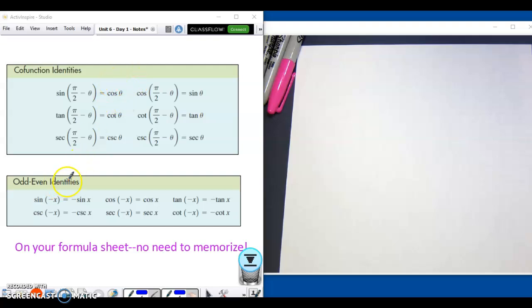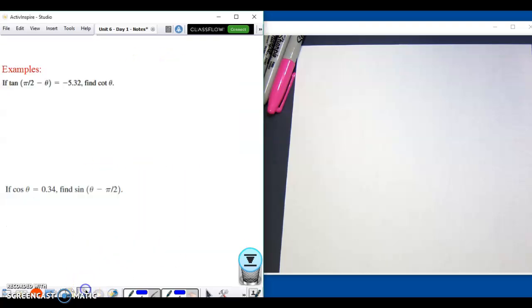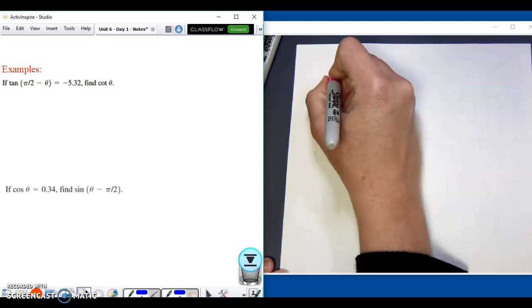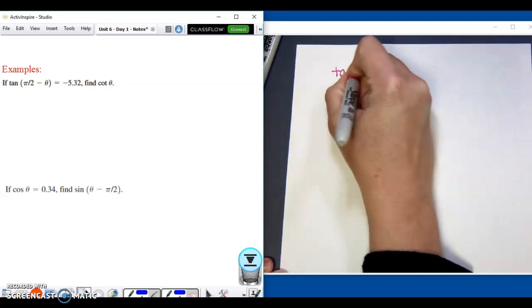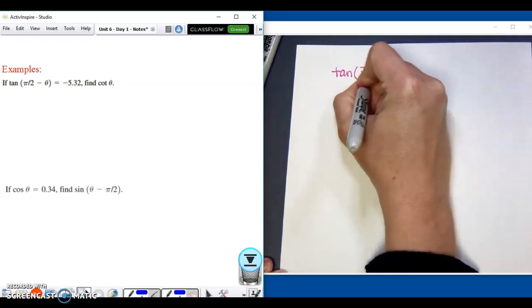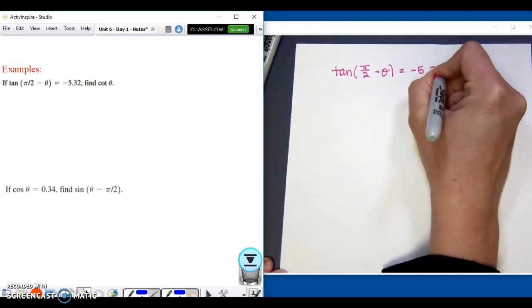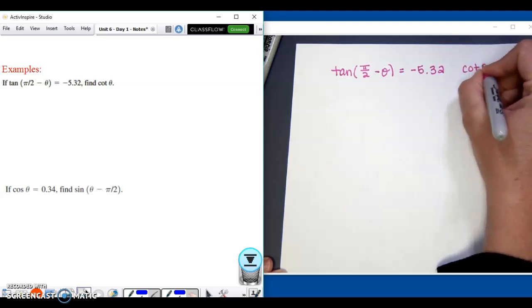And then odd-even just tells you if there was a negative involved, what would happen with it, where that negative would actually go. So these once again, you do not have to memorize, they would be given to you. So then looking at the next thing, they want us to find, if the tangent of pi over 2 minus theta equals negative 5.32, the cotangent of theta.